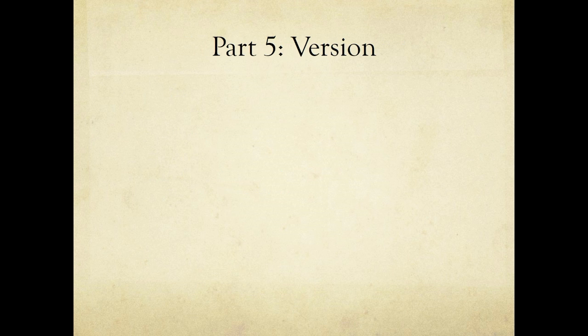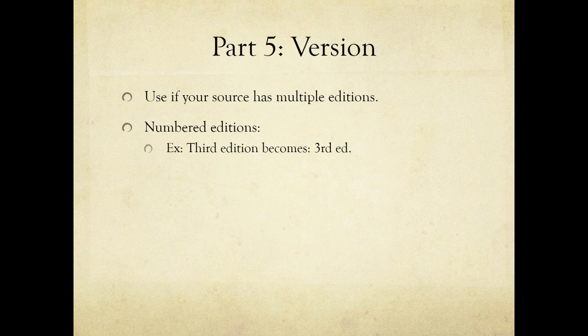The next bit of information is going to be the version of whatever container or larger work, if you're working on a book, may have. So if your source has multiple editions, and this is especially true for things like textbooks, you need to list the edition after the section so that people know which version you're referring to. For numbered editions, indicate it with the digit and the appropriate abbreviation. So for example, the third edition of a book will be indicated by the number 3, RD, space, ED, period, and we'll abbreviate edition down to ED.